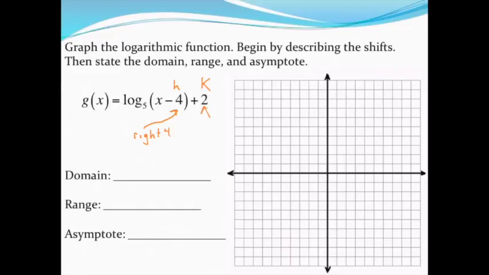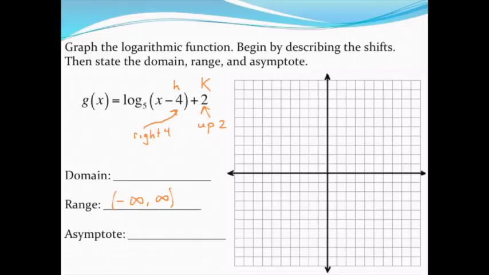The k value is the number being added or subtracted at the end, not in the parentheses. This is your vertical shift, and this does what it says, so this will shift my graph up 2. Knowing that is all I need to determine my domain, range, and asymptote. The range of a logarithmic function is always -infinity to +infinity. It'll always go down and up forever.